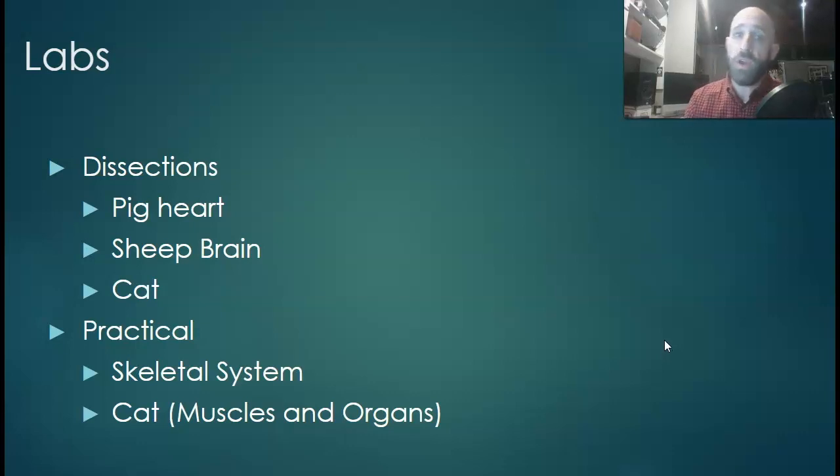But at the end of the heart unit, we do a pig heart dissection. At the end of the brain unit, we do a sheep brain. And at the end of the year, we have an intensive 2-week dissection of a cat. It's a muscle dissection and an organ dissection, and we finish that off with some practicals.